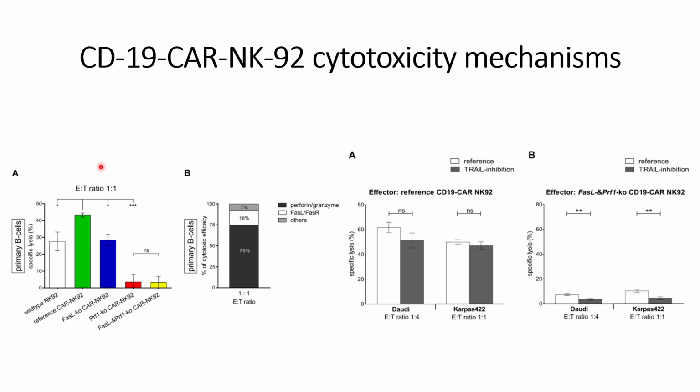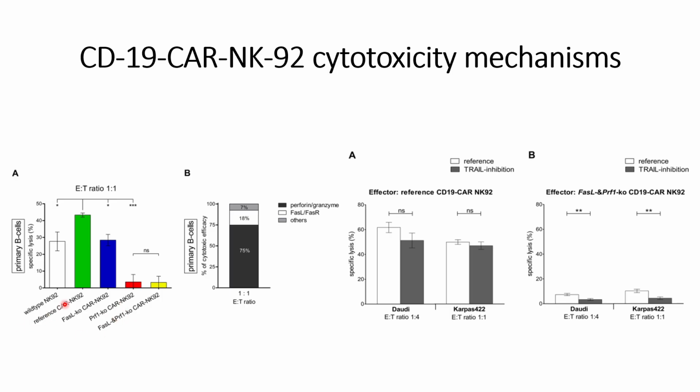First, they validated the previous contributions of the mechanisms using primary B cells. In this case, they took primary B cells from patients and co-cultured them with the reference CAR-NK92, that is CD19-CAR-NK92 without any knockout, and the FasL knockout CAR-NK92, the perforin (PRF) knockout CAR-NK92, and the dual knockout CAR-NK92.